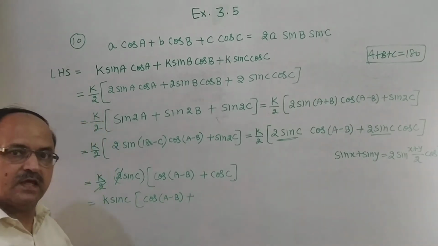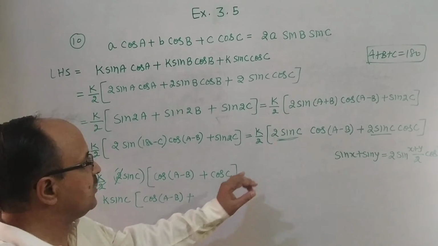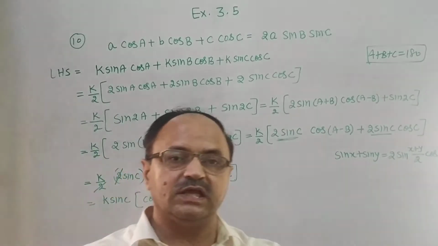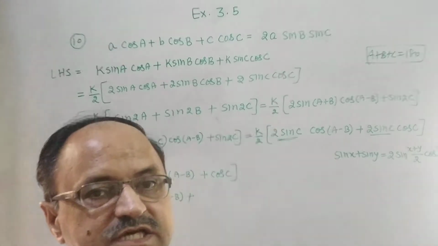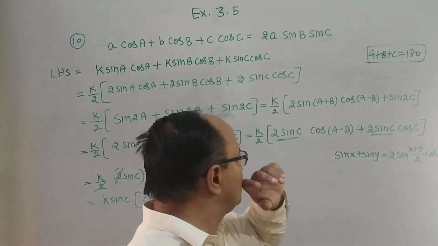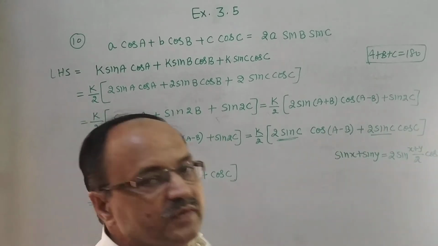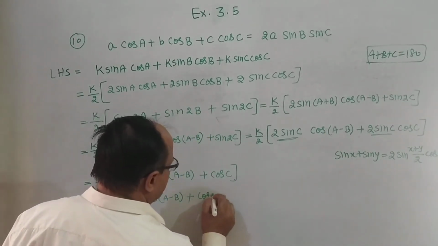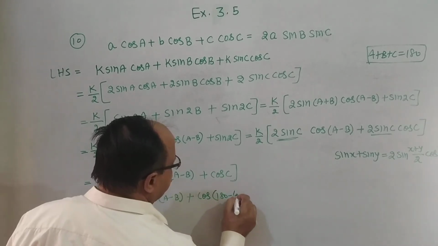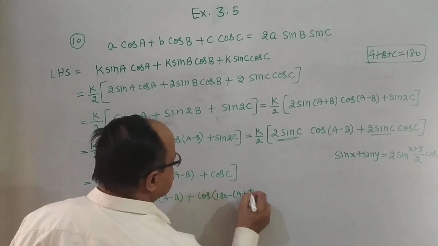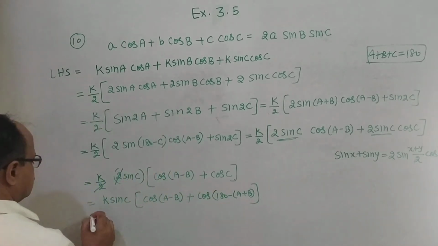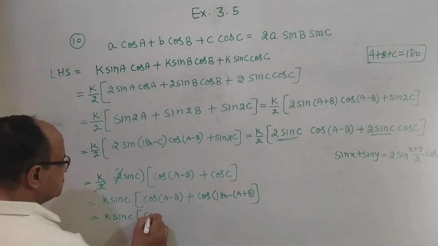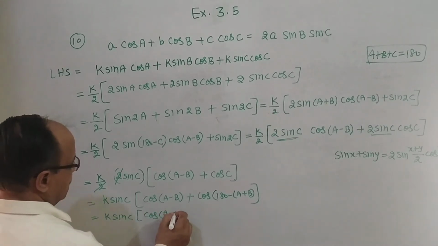Now can you tell me what is the value of C from this relation? A plus B plus C is equal to 180. It means angle C is equal to 180 minus (A plus B). So here you can write cos (180 minus (A plus B)), that is k sin C cos (A minus B).